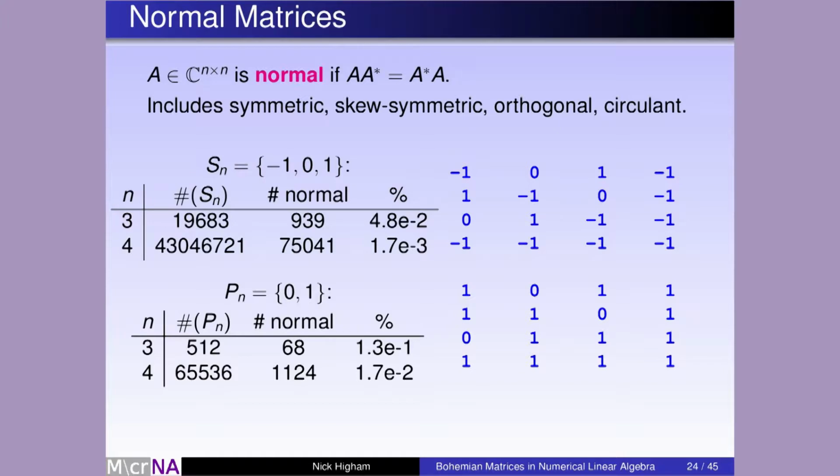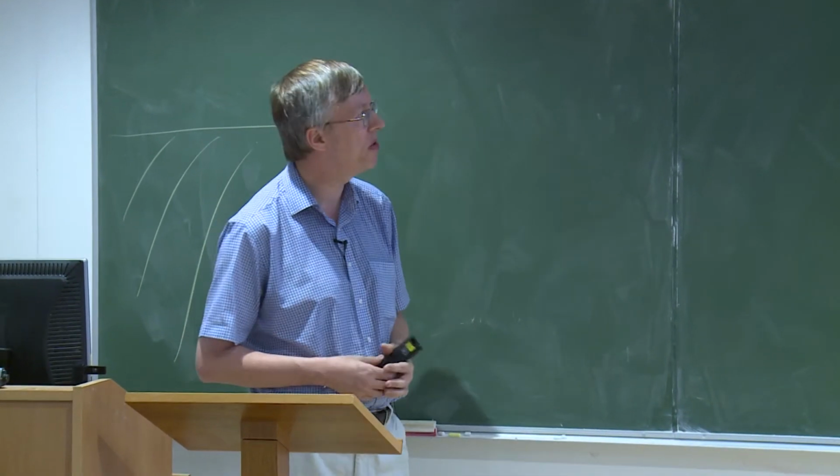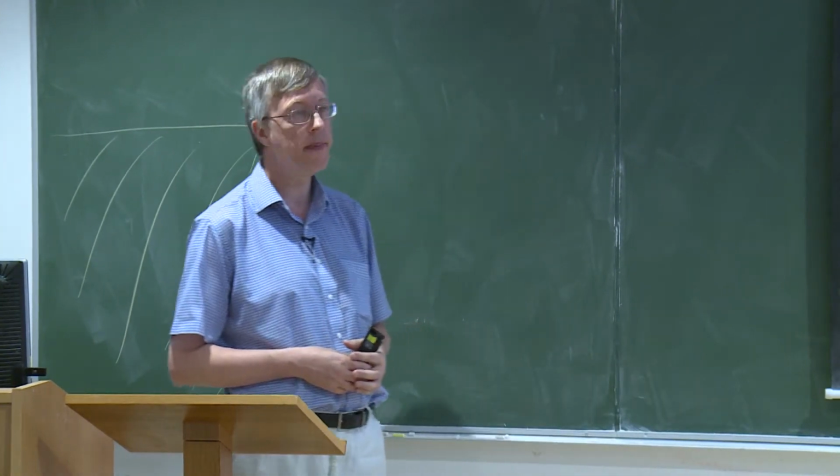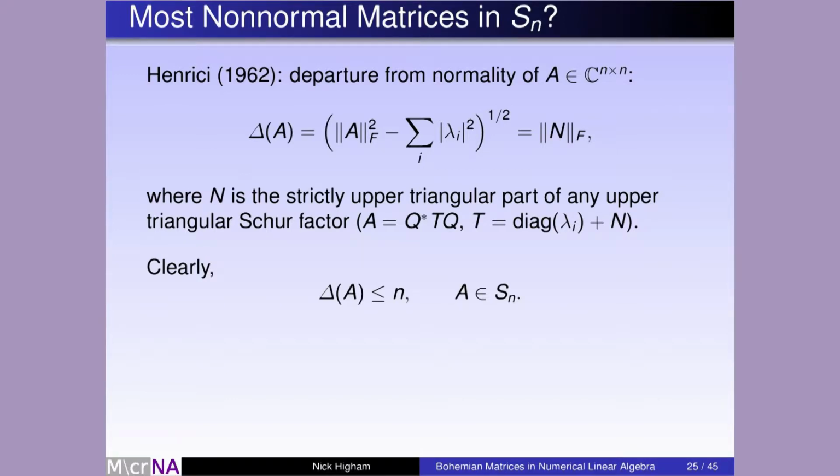What about non-normality? And indeed, how do we even quantify non-normality? Well, Henrici in 1962 proposed a definition of departure from normality. The idea is you take the Frobenius norm squared minus the sum of the squares of the eigenvalues. The best way to think of that is in terms of the Schur decomposition. You transform A via the unitary Q to triangular form, and the non-normality is the norm of the strictly upper triangular part of T. So if you had a normal matrix, T would be diagonal, N would be 0, and so delta of A would be 0.